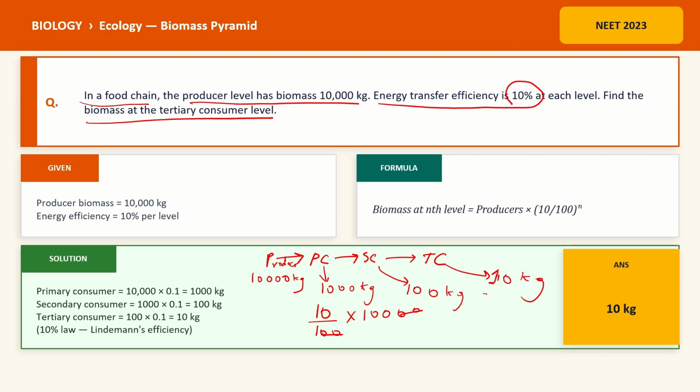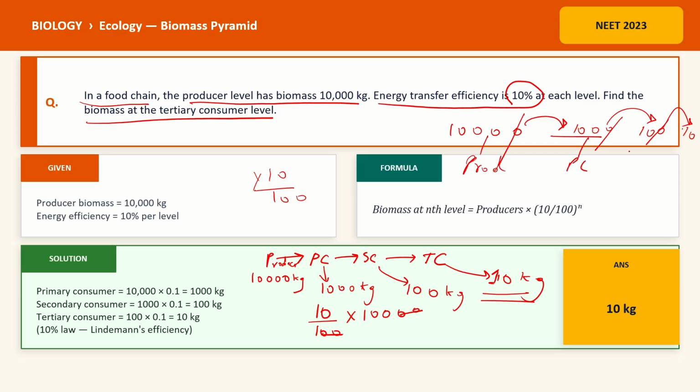So this question was very simple. We just need to multiply by 10%, that is 10 by 100. Also, if it is given as a whole number such as 10,000, for each subsequent energy level we just need to remove a zero. That's how you can move quickly. So this is the producer, this will be the primary consumer, this will be the secondary, and this will be the tertiary consumer.